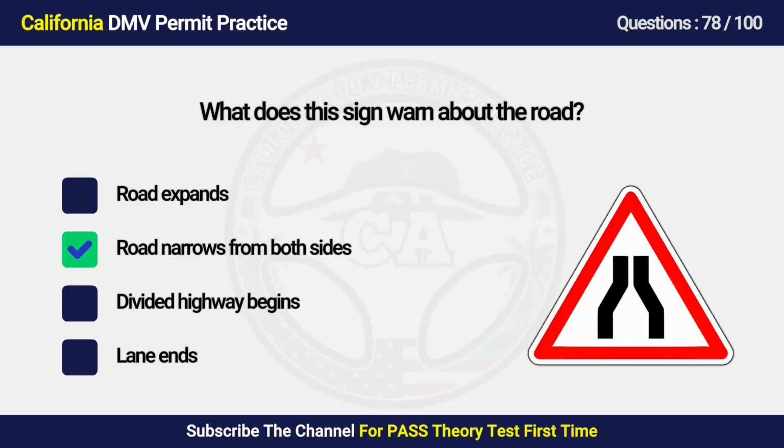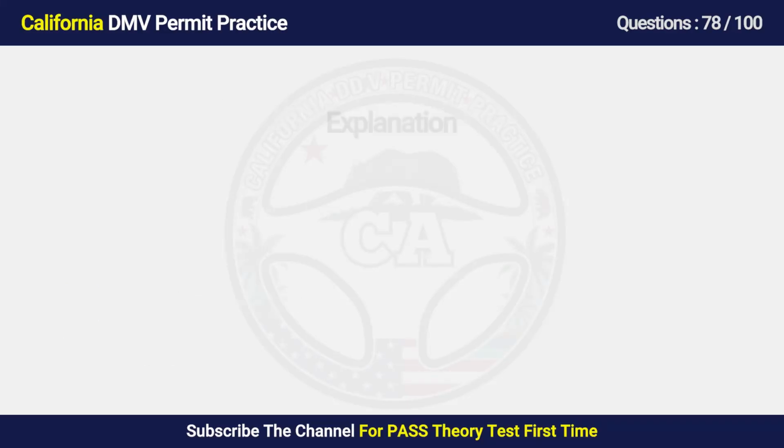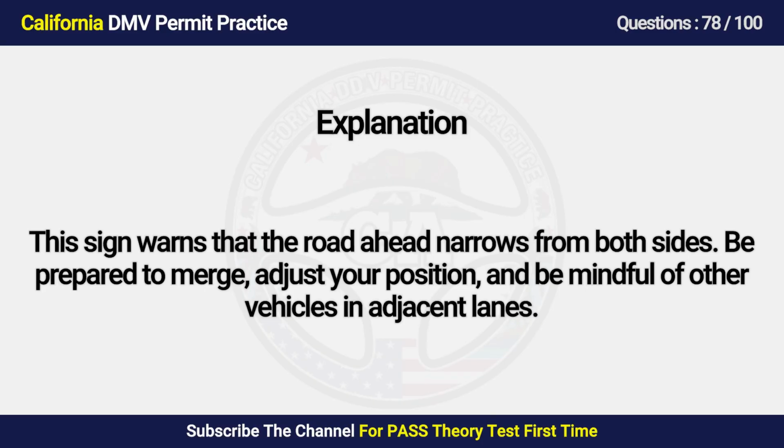Answer is B. Road narrows from both sides. This sign warns that the road ahead narrows from both sides. Be prepared to merge, adjust your position, and be mindful of other vehicles in adjacent lanes.